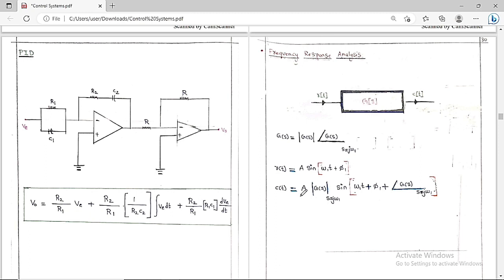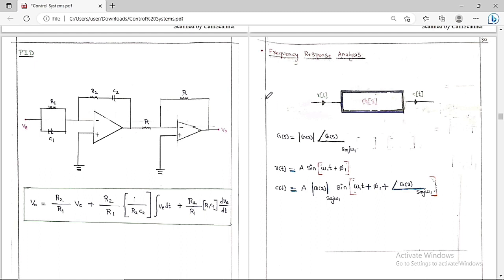This magnitude we have to multiply, and this phase angle we have to add here. Therefore, we are going to get A into magnitude of G of S at S is equal to j omega 1, into sine of omega 1 t plus phi 1 plus the phase angle of G of S at S is equal to j omega 1. So this is the output that you are going to get.